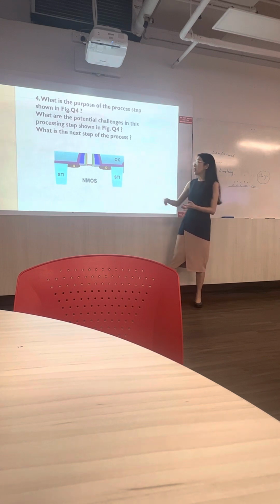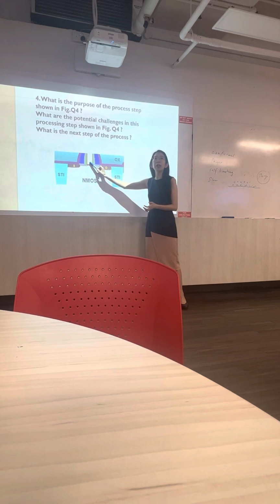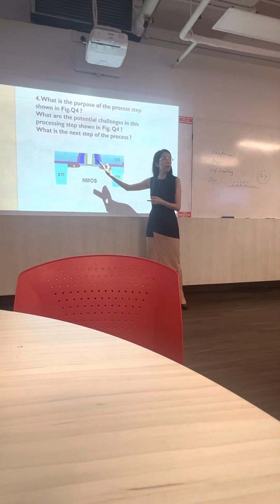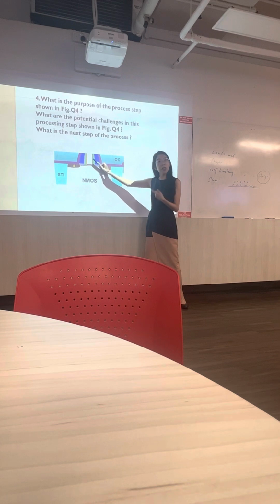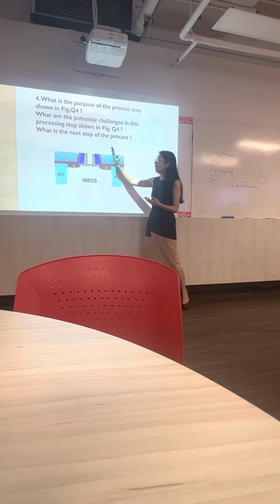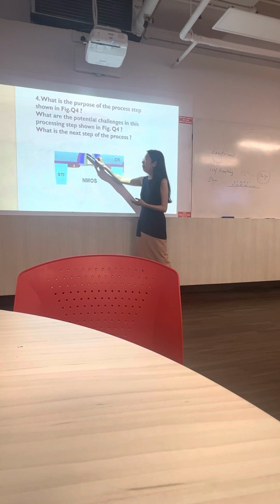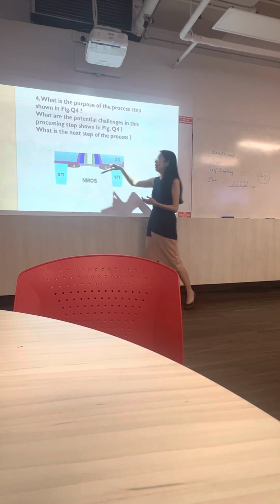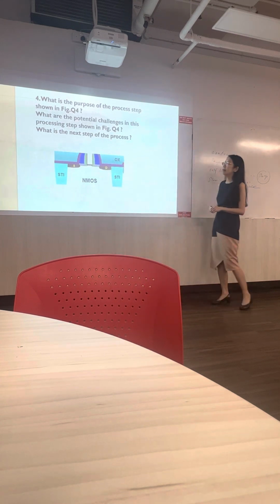Okay, so this is the typical replacement gate process, where the dummy gate has been removed. Remember we said this is pretty strange, that you remove the dummy gate, and then you add the dielectric and the metal gate.